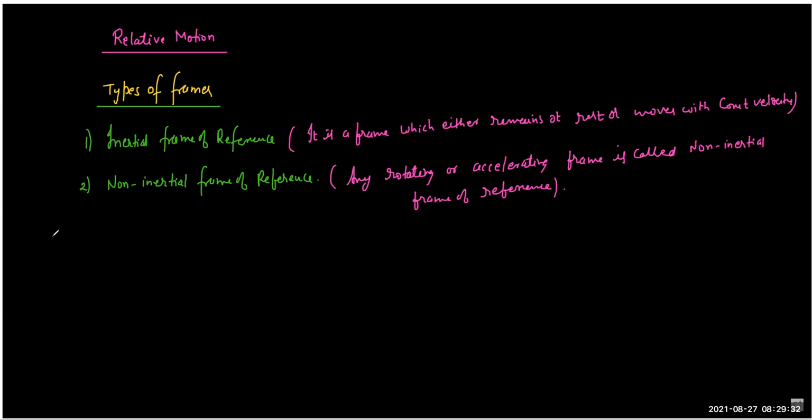So for example, let's say you are standing near a road, looking at an infinite number of vehicles crossing your eye. So all the observations which you're making there, you have become an inertial frame. Why? Because you're standing still.